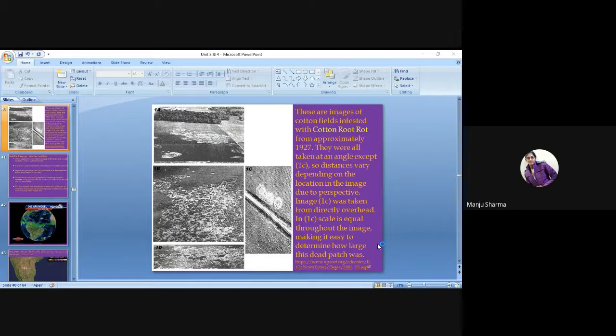So distances vary depending on the location in the image due to perspective. If the image was taken from directly overhead, the scale is equal throughout the image, making it easy to determine.